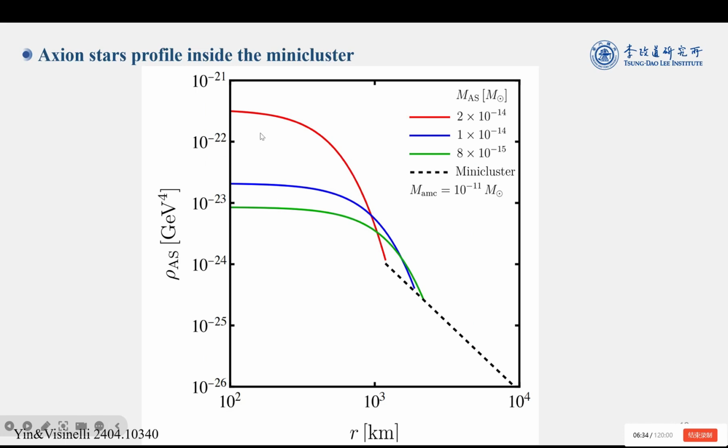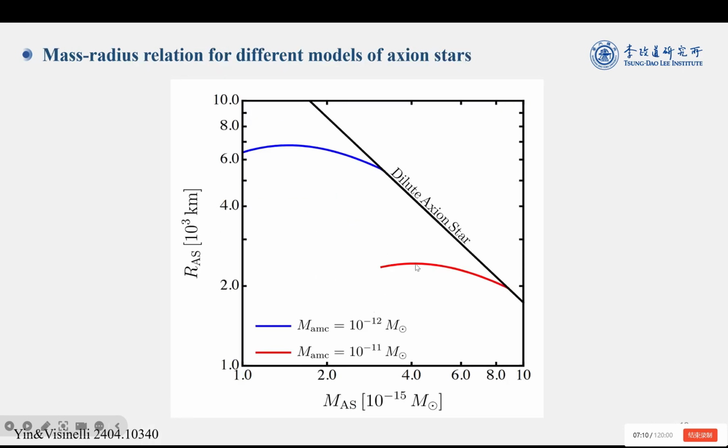And we can also find the profile of the axion star inside the mini clusters. We call them axion halo stars. For these halo stars, we first have just the dilute case. Then after the density decreases to meet the halo profile, it will be truncated here at the intersection point. And we can then define the halo star radius at this intersection point. Then we can find their mass radius relation for different models of axion stars.